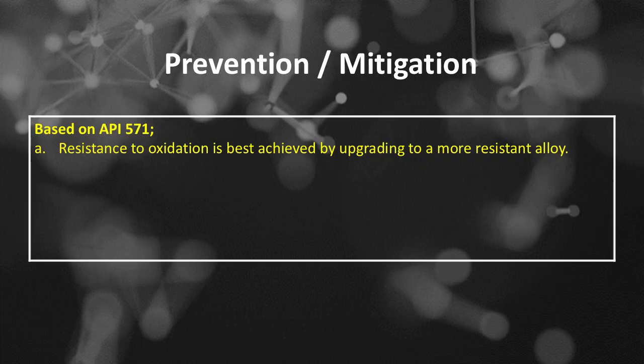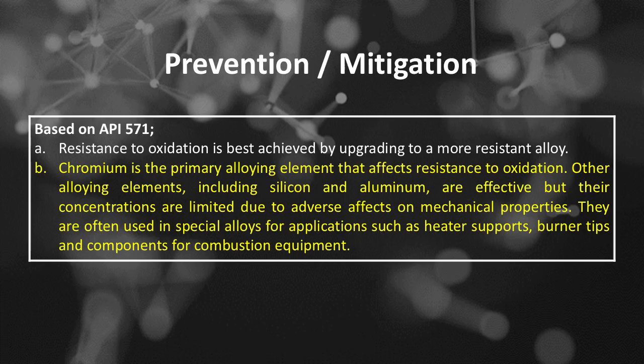Oxidation damage mechanisms prevention and mitigation based on API 571. Number A, resistance to oxidation is best achieved by upgrading to a more resistant alloy. Number B, chromium is the primary alloying element that affects resistance to oxidation. Other alloying elements, including silicon and aluminum, are effective but their concentrations are limited due to adverse effects on mechanical properties. They are often used in special alloys for applications such as heater supports, burner tips and components for combustion equipment.